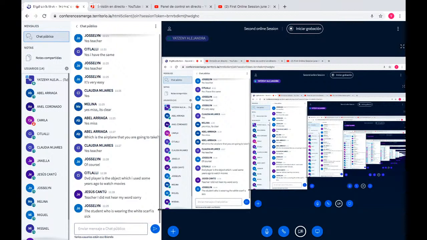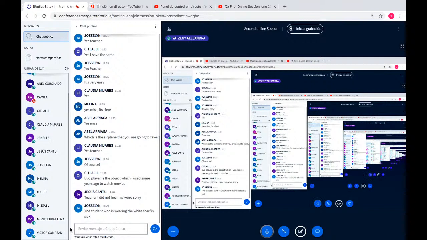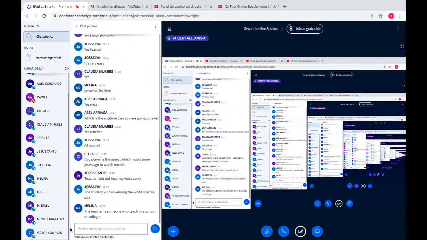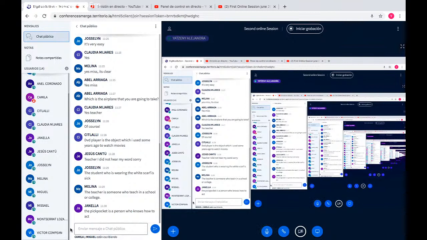Misael, Monse and Victor, you are waiting for the next class, okay? Don't worry. The teacher is someone who teaches in a school or a college, okay? Who teaches, remember to use s. Okay, perfect, Melina. Okay, teacher, student. Yanela, it says a pickpocket is a person who knows how to act. Perfect, Yanela, that's okay.